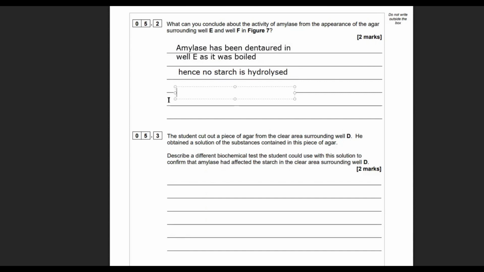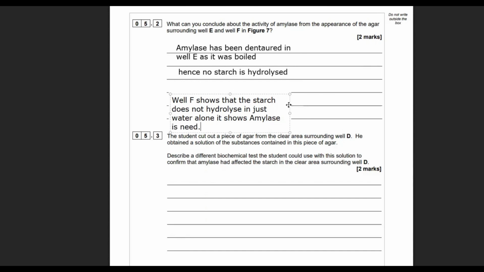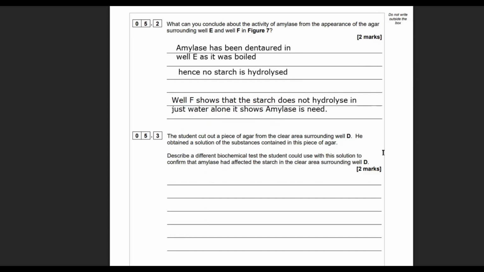In well F, it was only water. There wasn't any amylase. So we can say well F shows that the starch does not hydrolyze in just water alone. It shows amylase is needed. So not only does it prove that amylase is needed and that the starch doesn't just break down on its own if you leave it, it proves that with well F, and well E proves that the amylase mustn't have been boiled. So if it's boiled, it gets denatured.